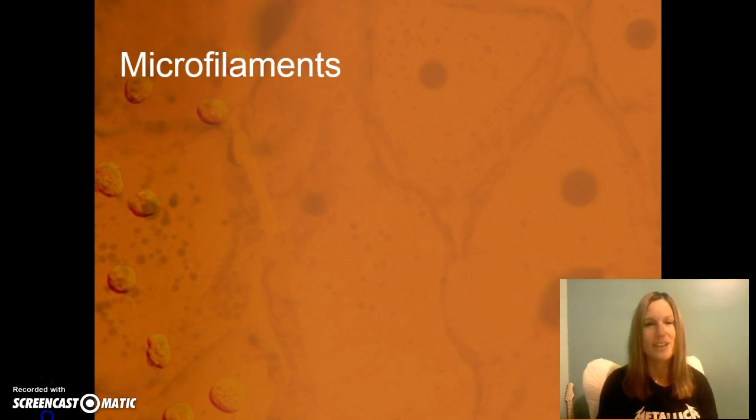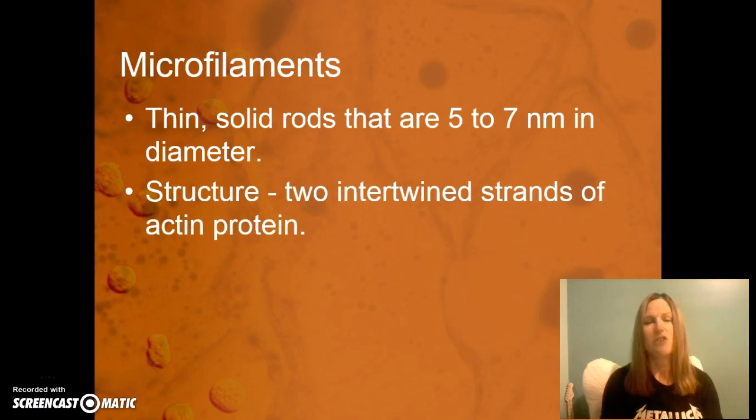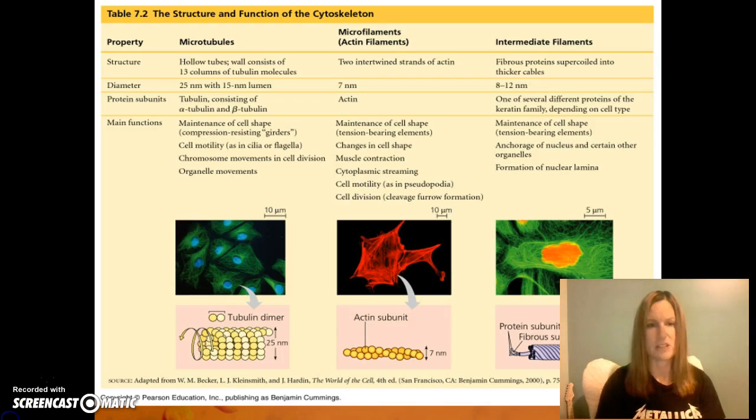So here we go. Microfilaments are the thin solid rods, about 5 to 7 nanometers in diameter. So these are the smallest parts of the cytoskeleton. Their structure is two intertwined strands of actin protein. So they're tightly wound and it's like a tensile rod. And I'll show you a picture of this.